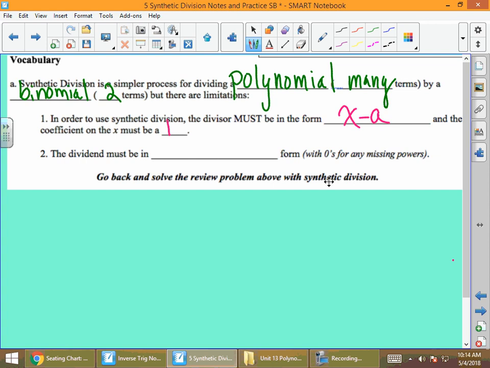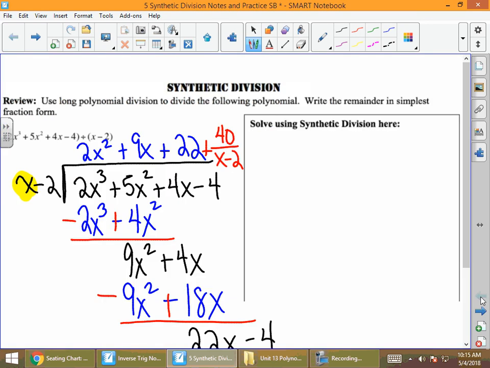The other thing is that the dividend, what we're dividing, has to be in descending order, and that's not a surprise. So standard form. And also, if we're missing terms, we need to put zeros in for those terms. So if we go back up here to the box, here's how synthetic division works. We're going to start by making an upside down division bar, and you need 2 notebook lines.